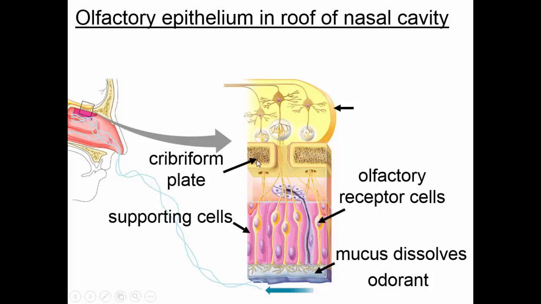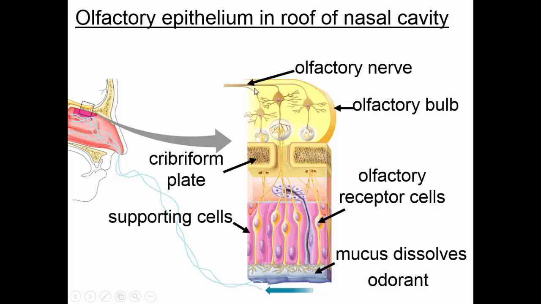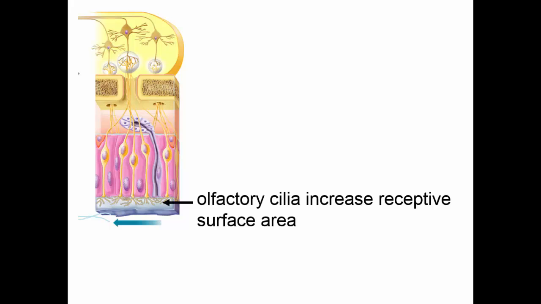The cribriform plate was that set of holes in the sphenoid bone, and these olfactory nerves go up through that to synapse with these nerve cells in the olfactory bulb. The olfactory nerve then carries the information to that part of your brain that is responsible for translating those nerve impulses into smells. The olfactory cilia are embedded in the olfactory mucus, and they increase the surface area.